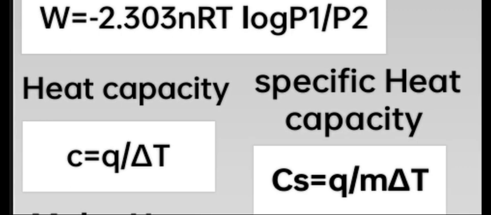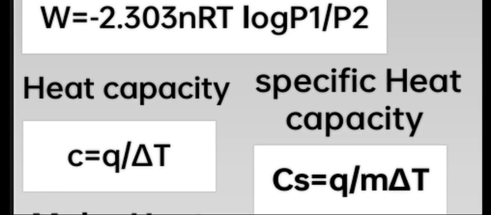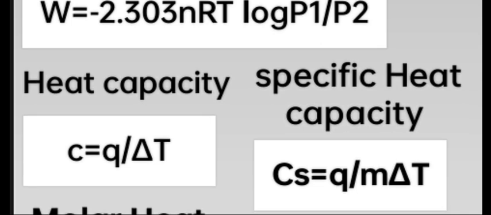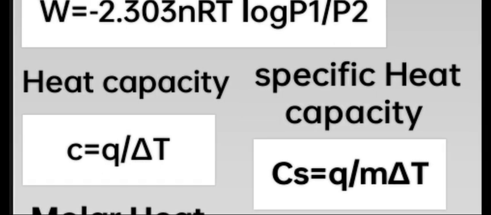Heat capacity. Heat capacity is denoted by C. Heat capacity is the amount of heat energy required to change the temperature of the given system by 1 Kelvin or 1 degree Celsius. Heat capacity C is equal to Q by delta T, where C is the heat capacity, Q is the heat given to system, and delta T is change in temperature.